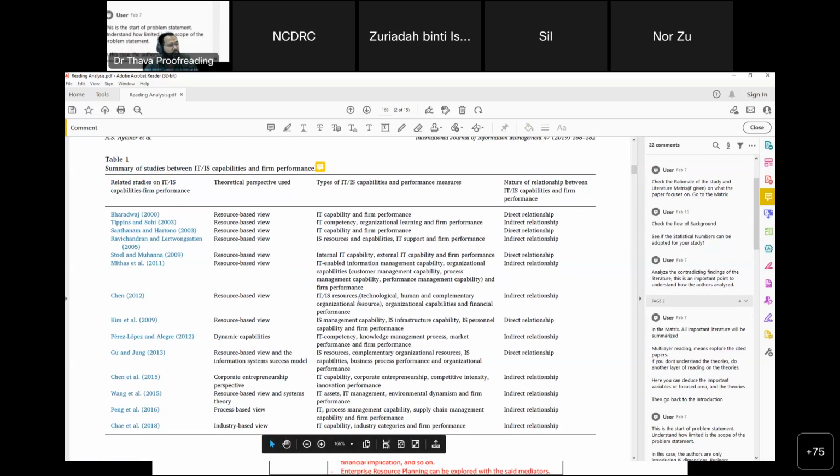So if you want to know more, you have to understand something. When a paper is talking about information system and firm performance and they cite all these papers, it doesn't mean they have already covered all these papers.